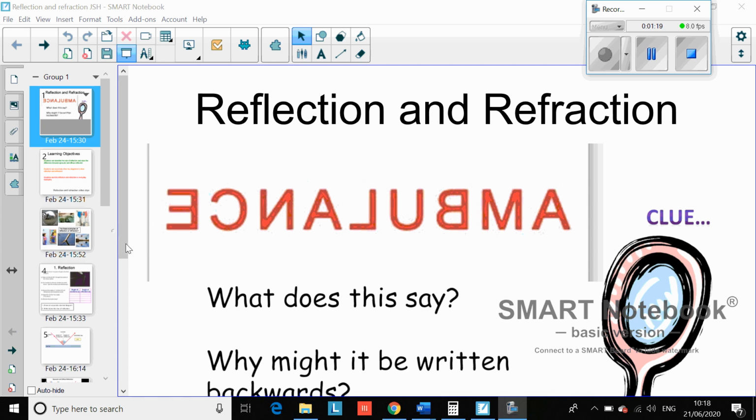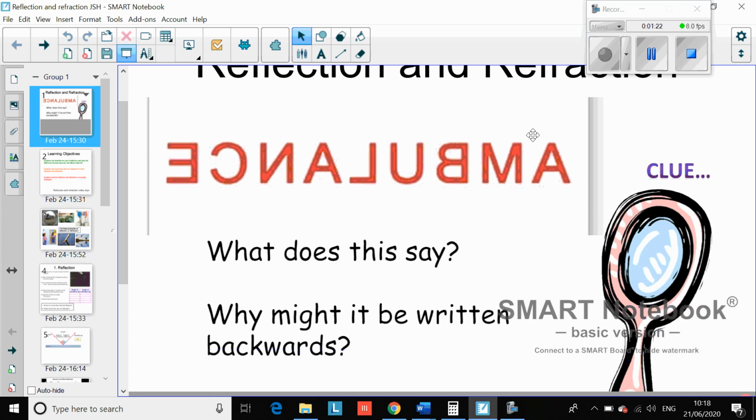So, what does this say? Okay, so hopefully most of you worked that out. That is ambulance. But why might it be written backwards? Okay, so have a quick think about that for a moment.